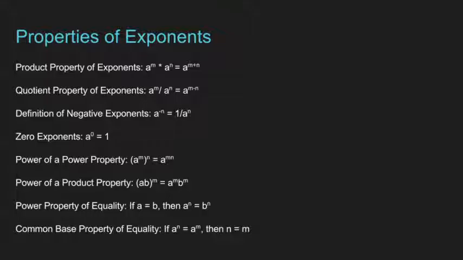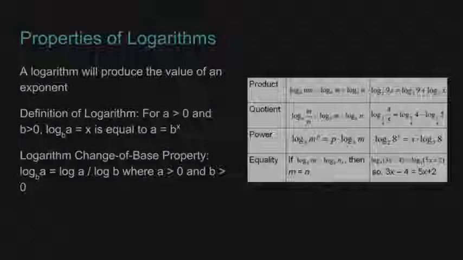The power of a power property is a to the m, raised to the n, is equal to a to the m times n. The power of a product property is ab, raised to the m, is equal to a to the m times b to the m. The power property of equality states that if a is equal to b, then a to the n is equal to b to the n. The common base property of equality states that if a to the n equals a to the m, then n is equal to m.